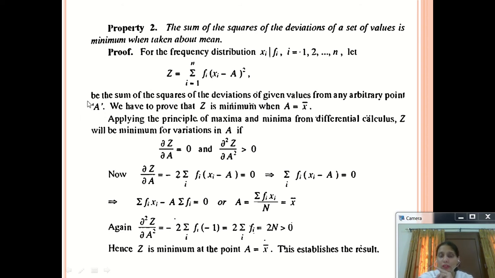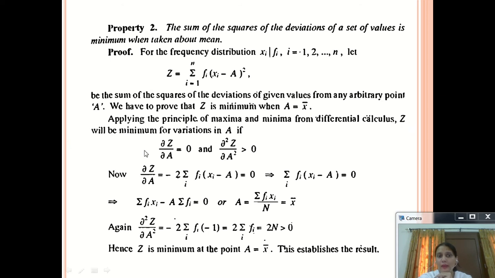Firstly, we take a as any arbitrary point, meaning the assumed mean, but we will prove this value z will be minimum if we replace a by x bar. Clear? So we will prove that the value of a should be equal to x bar. Apply the principle of maxima and minima from differential calculus.